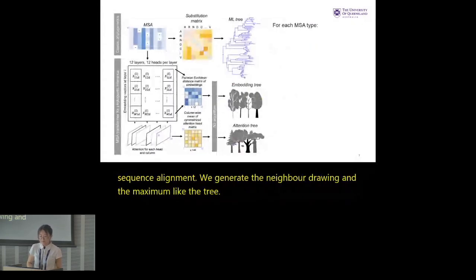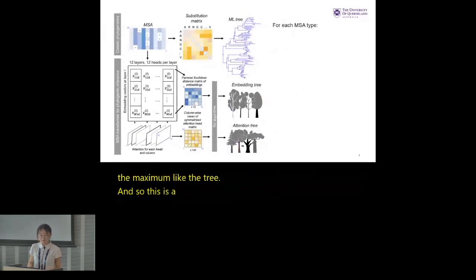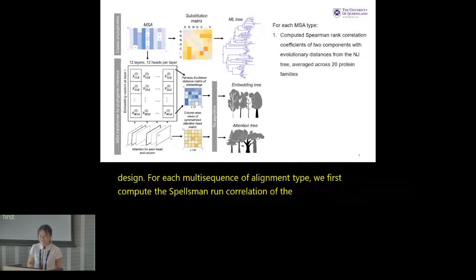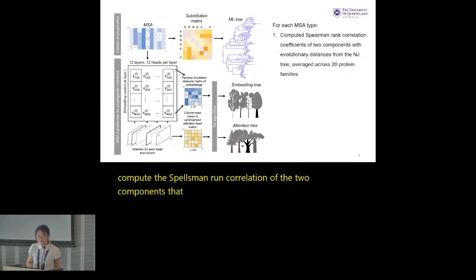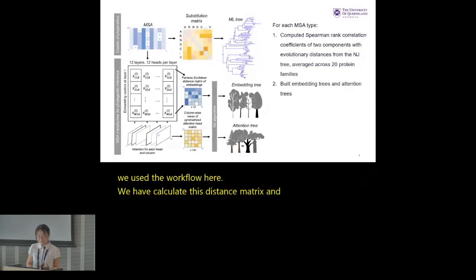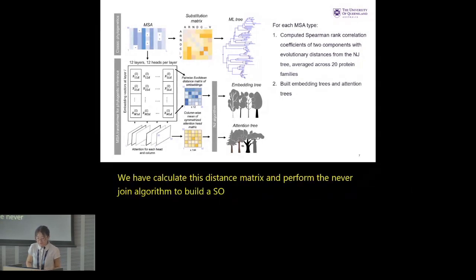So this is a more detailed description of our experiment design. For each multi-sequence alignment, we first compute the Spearman correlation of the two components, that is column attention and the embeddings, with the evolutionary distance calculated from the neighbor-joining or maximum likelihood tree we have already built. And then we use the workflow here. We calculate the distance matrix and perform the neighbor-joining algorithm to build the so-called embedding tree and attention tree.